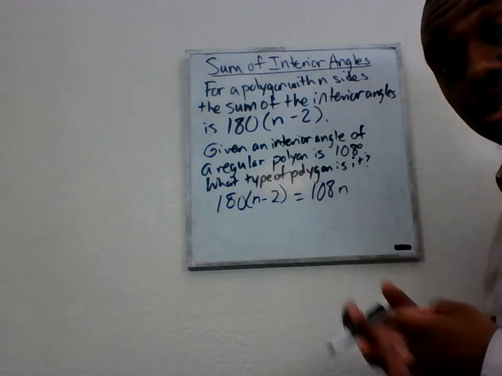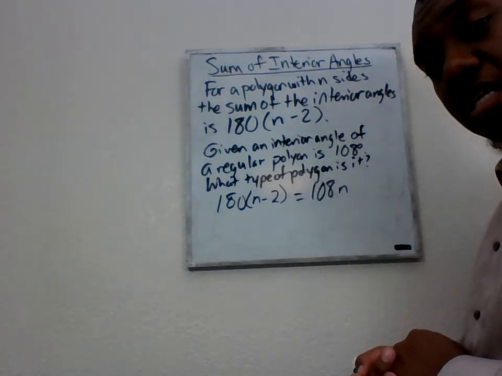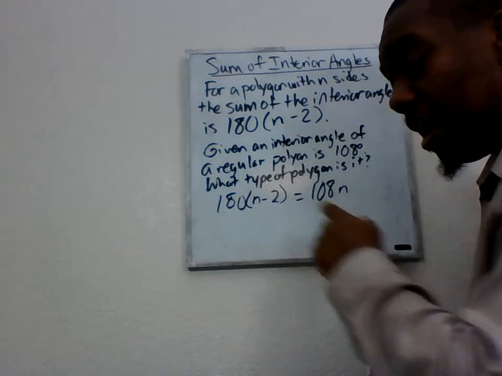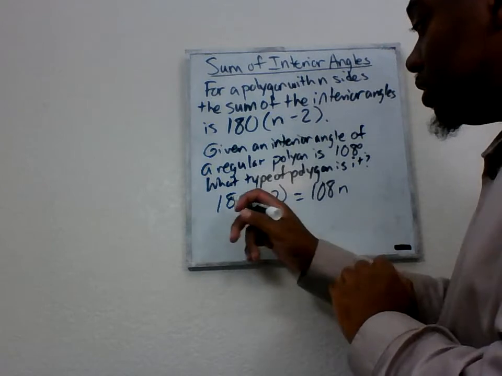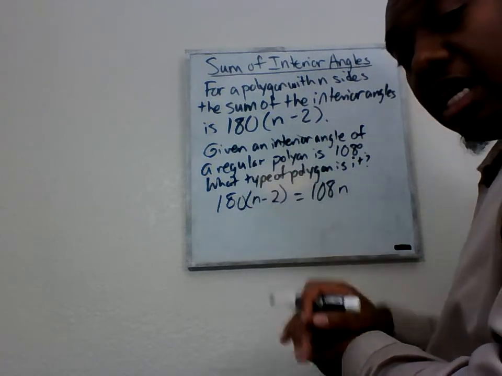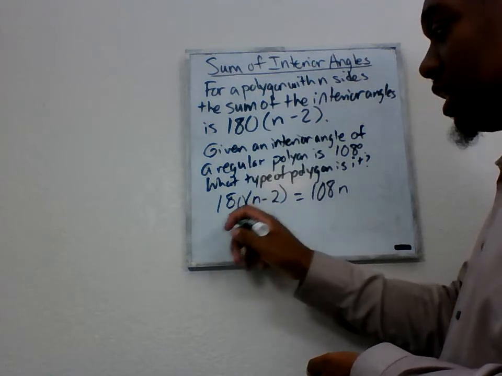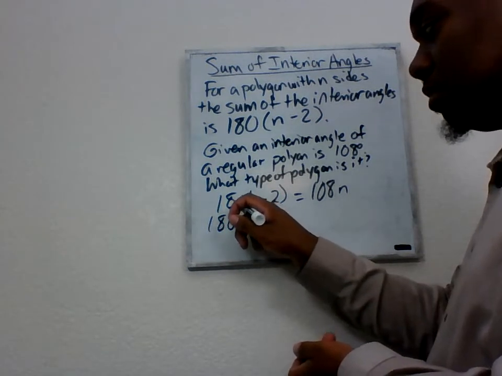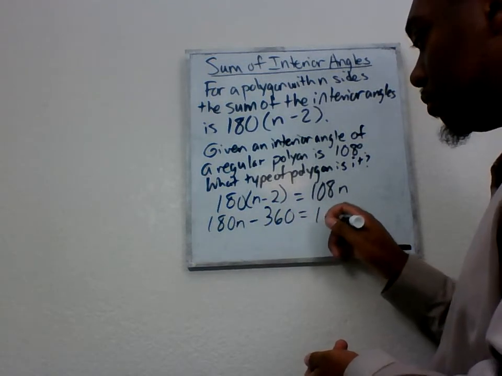Well, this looks like an algebra problem, right? This is solving for an unknown. Well, how did we do this in the past? Same way we're going to do it now. So first things first, we will simplify both sides of both expressions. So 180 can be distributed into the parentheses here. So we have 180 times n will give us 180n minus 180 times 2, which would be 360 degrees.